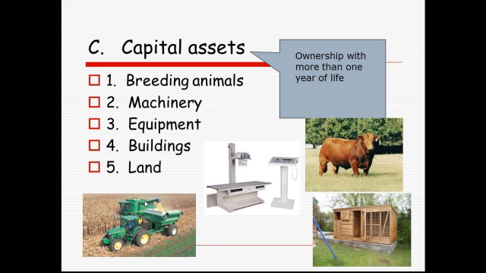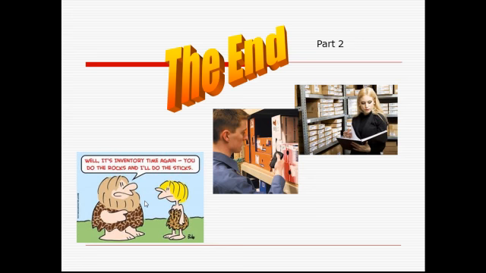Capital assets, usually we deal with ownership with more than one year of life, usually when you say capital assets. So breeding animals, machinery, equipment, buildings, land, all those things you're going to hold for more than one year, and so those will be considered capital assets. And that's the end of part 2, and we'll see you in part 3. Okay? Thanks.